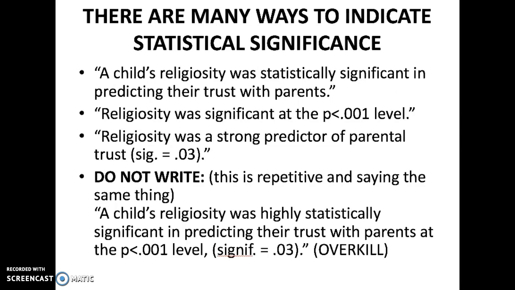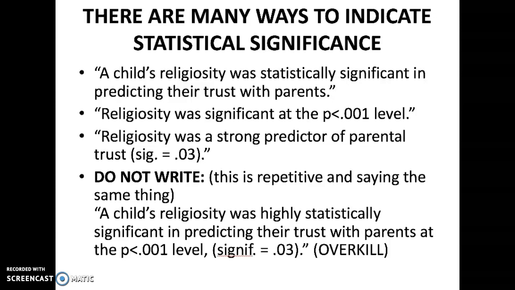There are many ways to indicate statistical significance. These first three bullets will give you a few examples, just different ways of saying the same thing. A child's religiosity was statistically significant in predicting their trust with parents. Religiosity was significant at the p is less than 0.0001 level. Religiosity was a strong predictor of parental trust, and you can put in parentheses what the significance level was, like 0.03. Okay, so that would all just be three different ways of saying essentially the same thing. And you can mix things up so you're not regurgitating the same sentence over and over again. And it keeps it interesting to read.